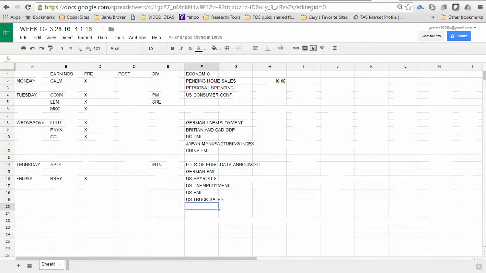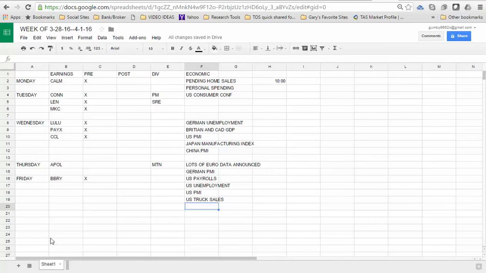We'll see what happens. And then next week, I did a quick synopsis of everything. Cal-Maine is reporting Monday, pre-market. And then you have pending home sales, personal spending coming out at 10 o'clock. And then you have Con, Lennar, and McCormick reporting pre-market Tuesday. Philip Morris is paying out their ex-dividend Tuesday too. And then Tuesday you have U.S. consumer confidence. Okay. And then Wednesday you have Lulu, Paychex, and Carnival reporting.